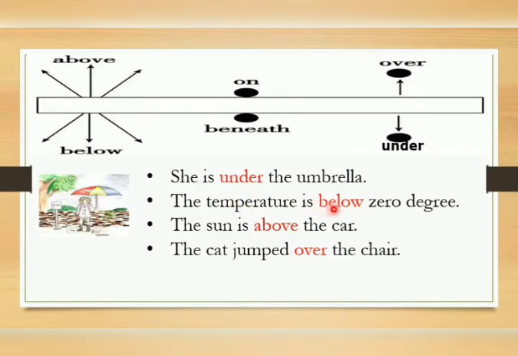The temperature is below 0 degree. When we talk about the degrees of measurement, we can use below here. The sun is above the car. As the distance is unspecific, we can use above the car. The above indicates the location that is higher than someone or something. And over indicates the location as well as the motion. So the cat jumped over the chair. So here as the motion is there, we use over.